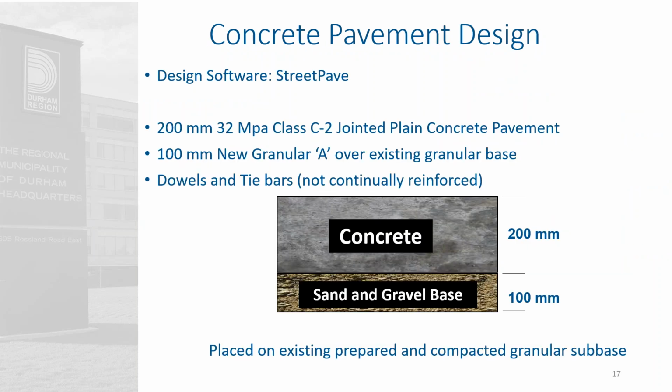We had Golder run a concrete pavement design as part of their assignment, and this is the design that we came up with. Again, we had input from Cement Association and Concrete Ontario on this, and this is what we settled on: 200 millimeters of 32 C2 concrete, plain concrete pavement, which means there's no reinforcement in it.